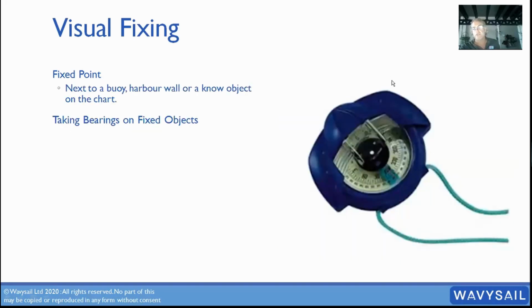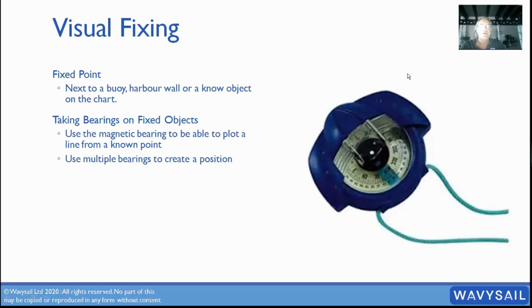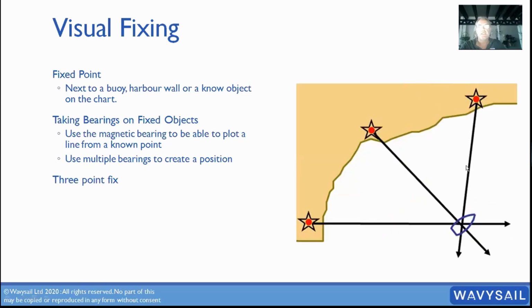Taking bearings on fixed objects, that's another very easy way to get position. The use of a magnetic bearing to be able to plot a line from a known point. So if you look at your chart and you point this compass at the object on your chart, but in reality, it'll give you a bearing and you can draw that on the chart and you know you're somewhere on that line. So we use multiple bearings to create a position. So take a bearing on that fixed point in the chart, that fixed point, that fixed point. So we've got 3 points. We know we're in that triangle there.